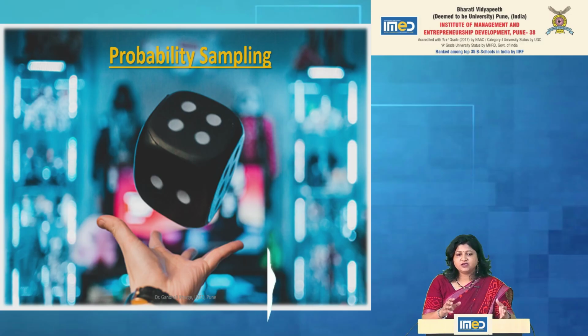Here we are observing a dice. A dice has 6 faces and a corresponding number of dots on it. Each face has an equal opportunity to come on the upper side. It means each and every face has equal probability to get selected. Similarly, in a population, if each and every element or respondent has equal opportunity to get selected as a respondent, then we can say it is probability sampling.